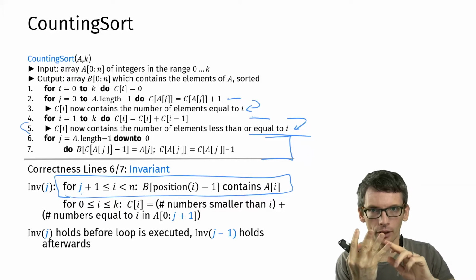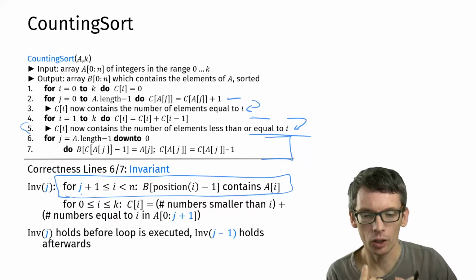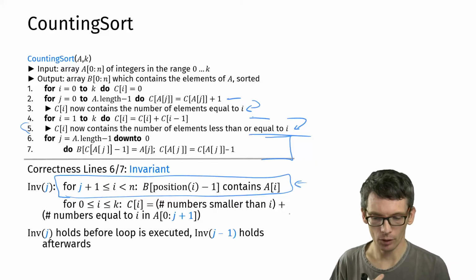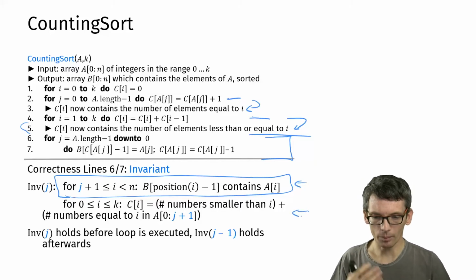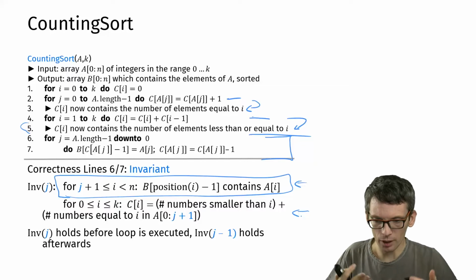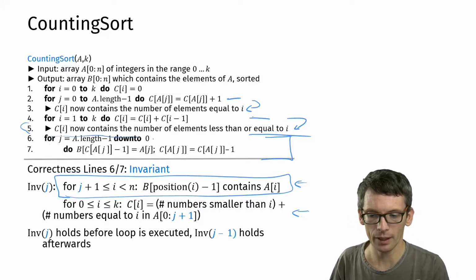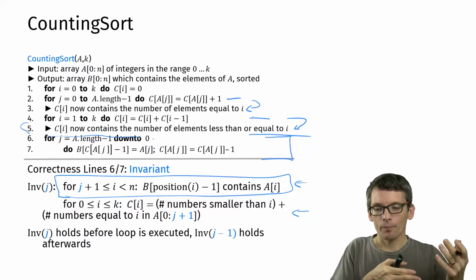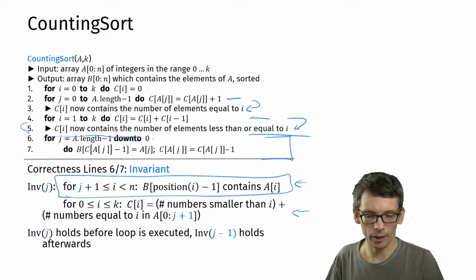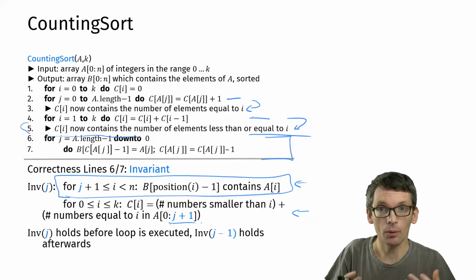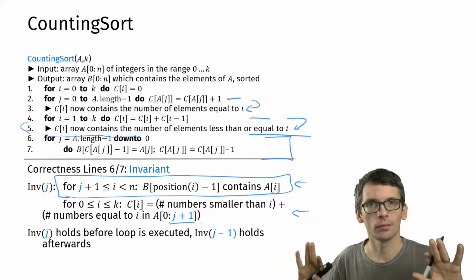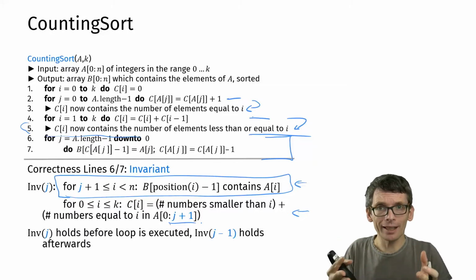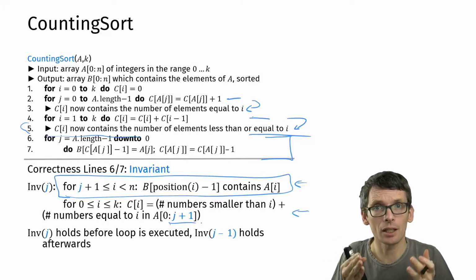Let's look at initialization, maintenance, termination. Initially, the first statement is kind of empty, and the interesting part is simply the second one, which initially is just what line 5 already says: C_i contains the number of elements less than or equal to i, because here we're looking at the whole array, so that is the same statement. Then in maintenance, let's assume the loop invariant is true.